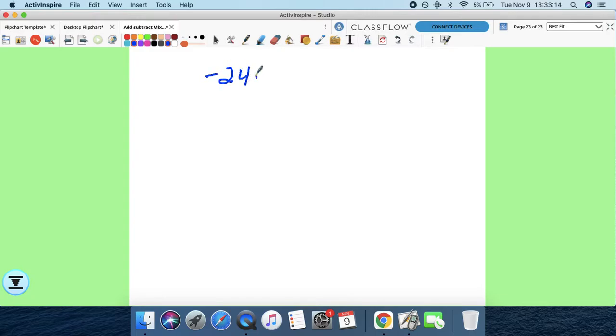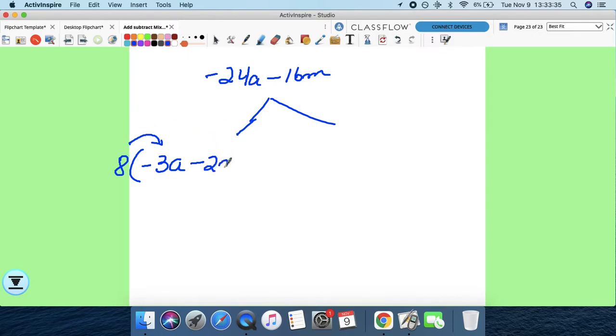Negative 24a minus 16m. Well, there are two ways you can do this. You factor out a positive number, which in this case is 8. Then we need to get negative 24, so that has to be negative 3a. And then minus 2m, times 8, is what you would get.